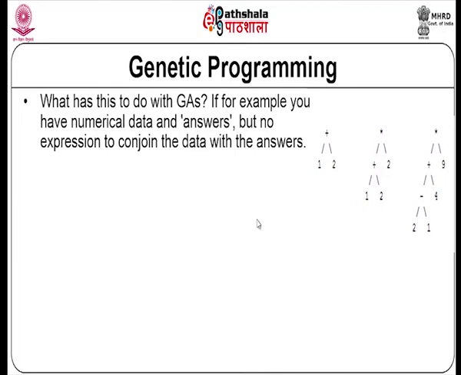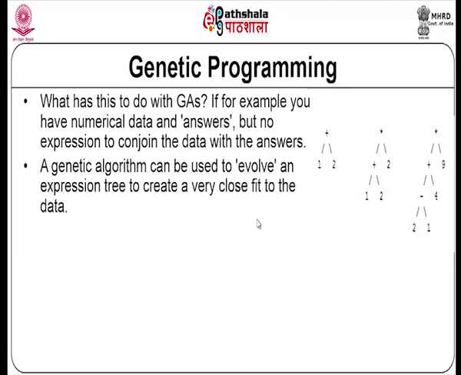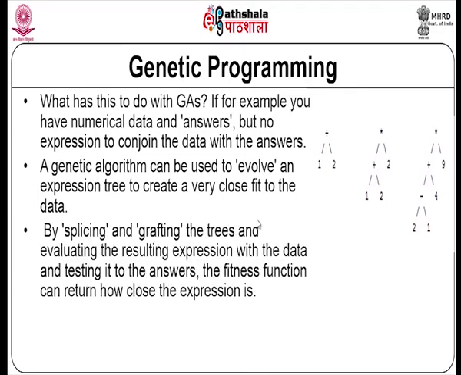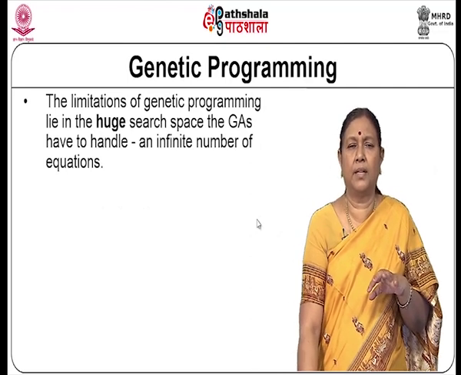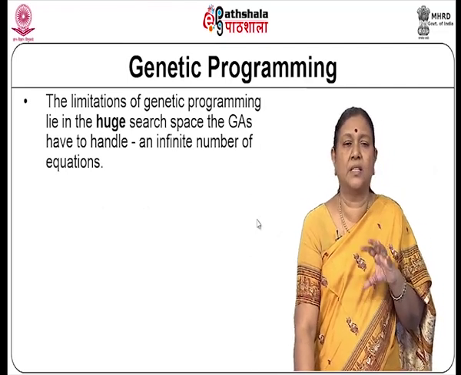If for example, you have mathematical data and answers, but no expression to join the data with the answers, a genetic algorithm can be used to evolve an expression tree to create a very close fit to the data. Okay. So, by splicing and grafting the trees and evaluating the resulting expression with the data and testing it for the answers, the fitness function can return how close the expression is to what we want. So, he has adapted this expression tree evaluation to fit into the genetic algorithm scenario, and that is what is called genetic programming.